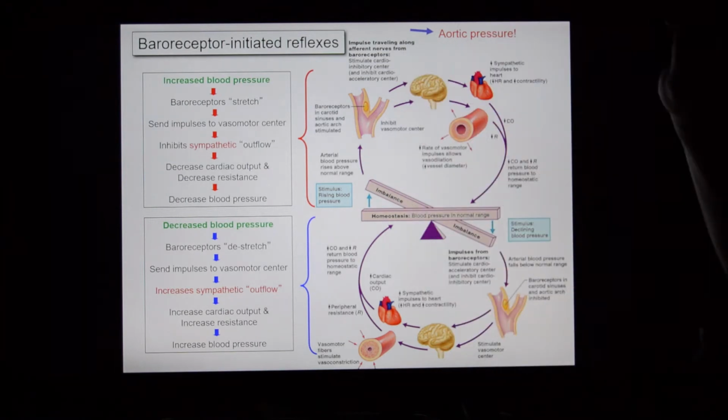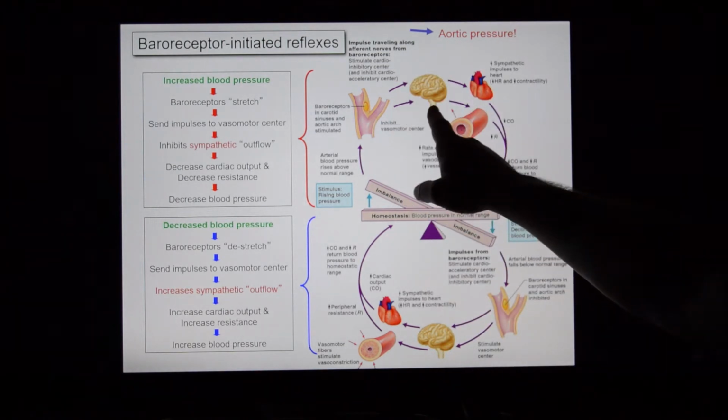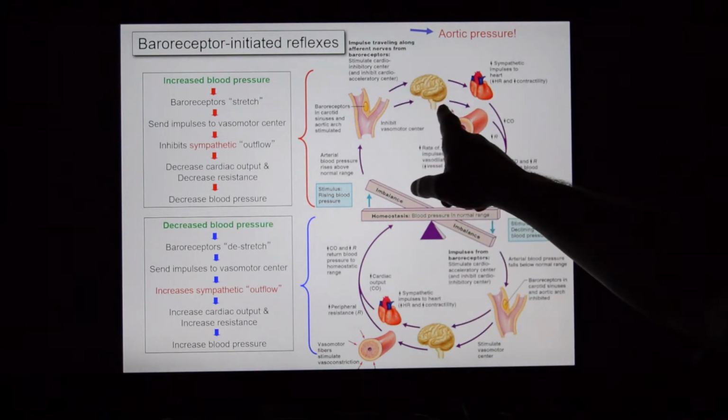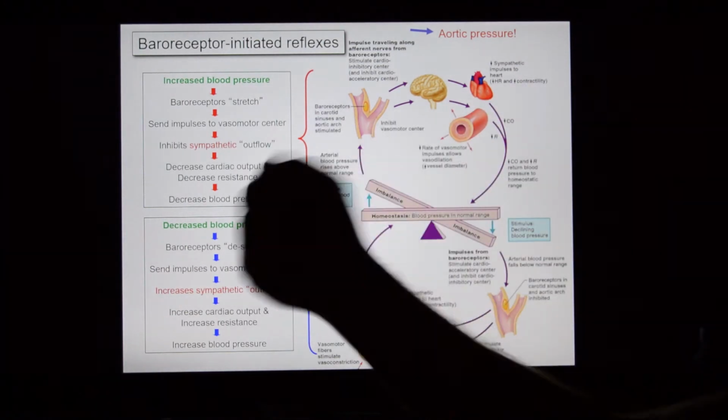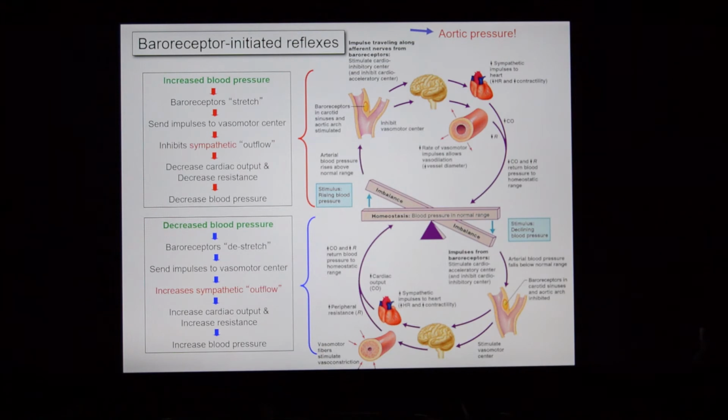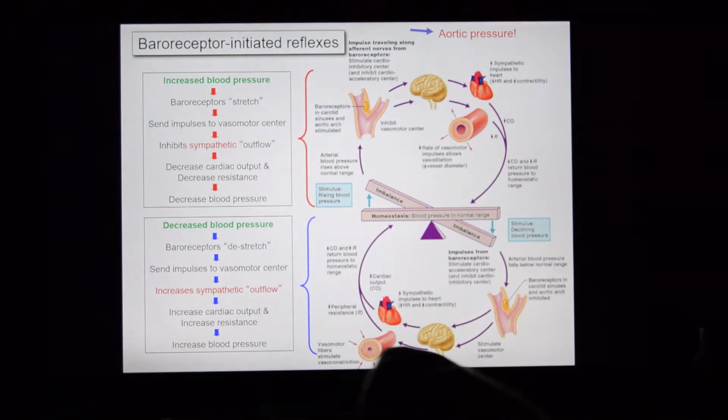If the pressure's too high, your brain will realize this, and it'll cause your heart rate to slow down. If the heart's going bump, bump, bump, and your blood pressure's too high, your brain causes the heart to slow down. Bump, bump, bump, and it brings your pressure down.